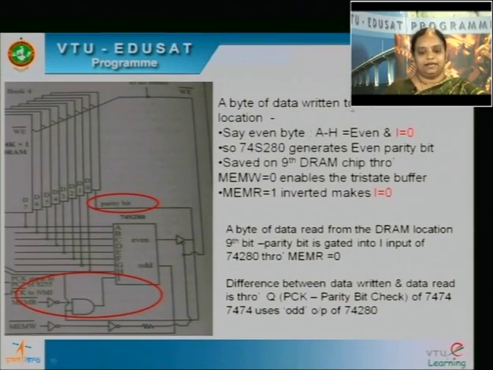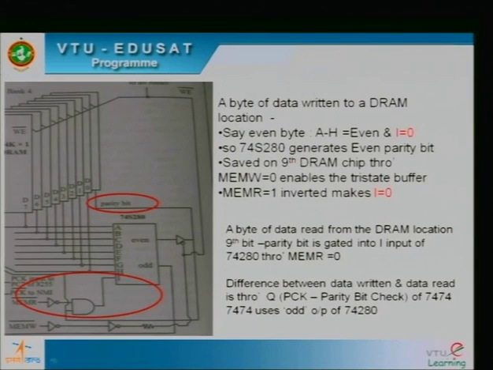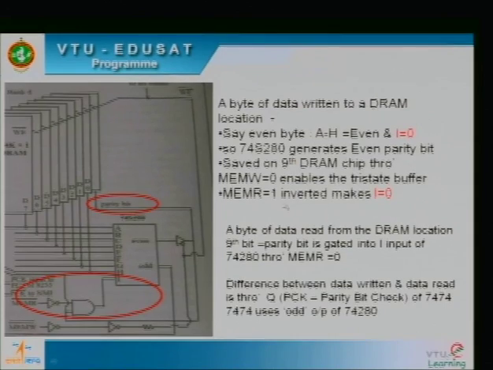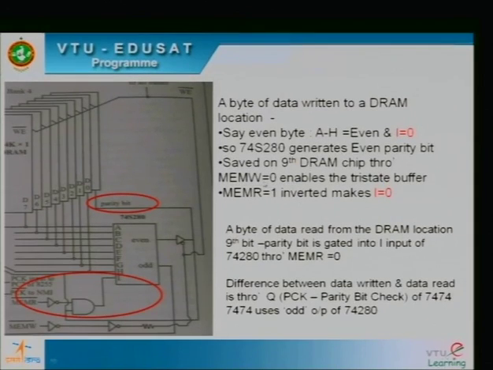First, one byte of data has to be written to a DRAM location. So this D0 to D7 has to be written. To write, we have two signals, memory read and memory write. For the writing operation, memory write will become 0. So when memory write is 0, memory read is 1. If memory read is 1, this becomes 0.